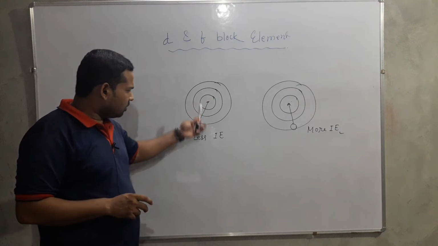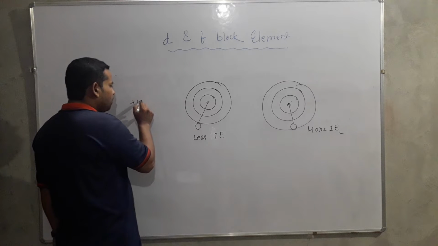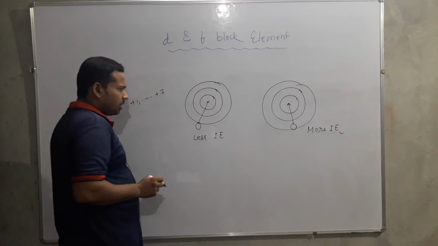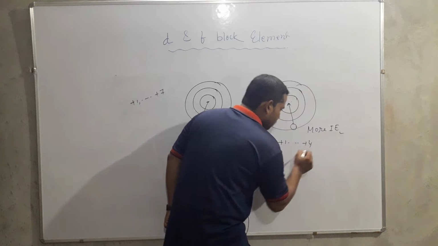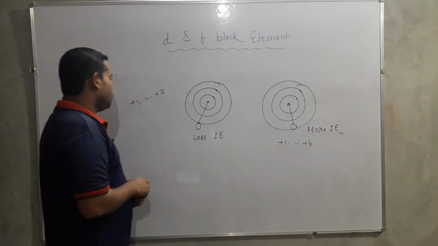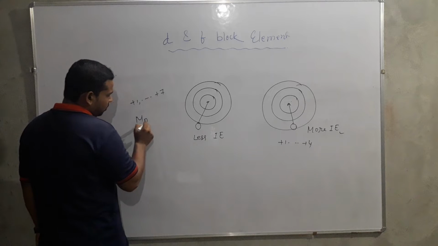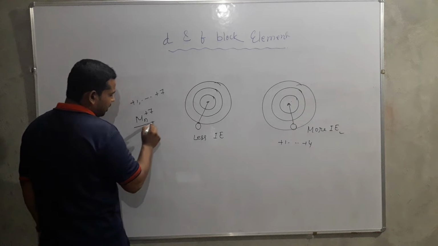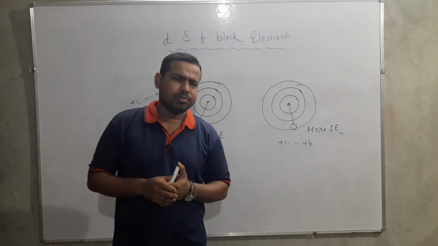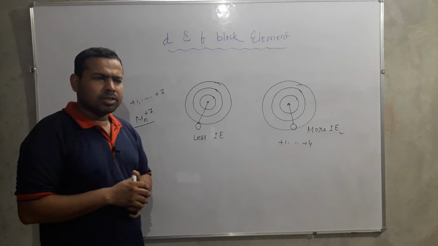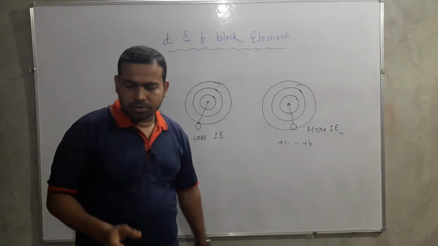So d block elements show variable oxidation states from +1 to +7, but f block elements show +1 to +4. Manganese shows the maximum number of oxidation states, and +7 is shown by manganese. This is a very important point. It can come in your exam many times, and it has already come. Among them, the element which shows the maximum number of oxidation states is manganese, which shows +7.